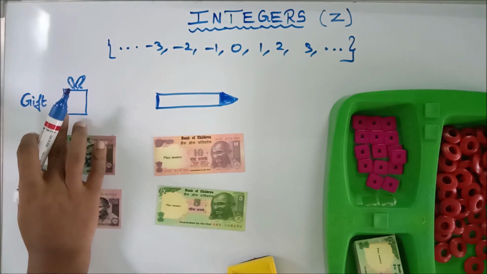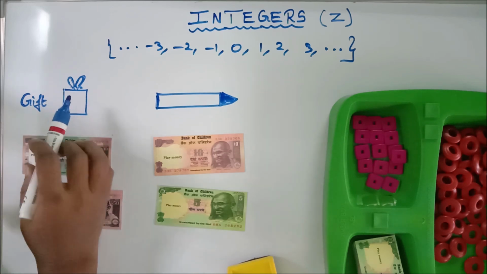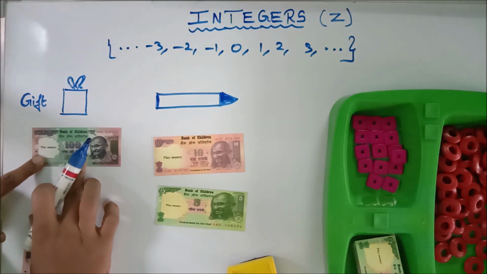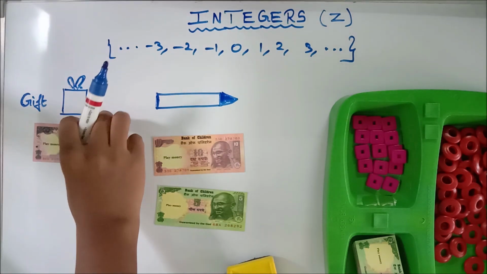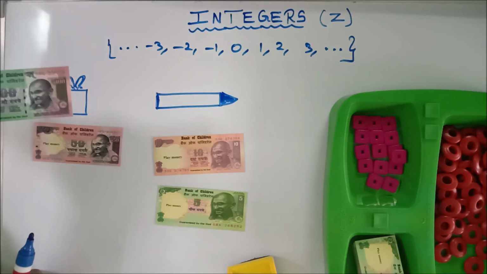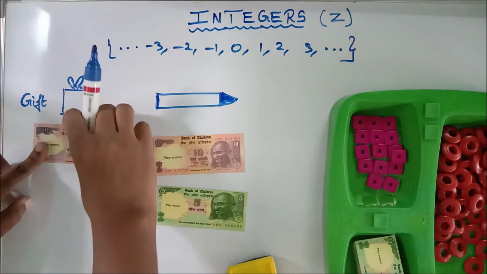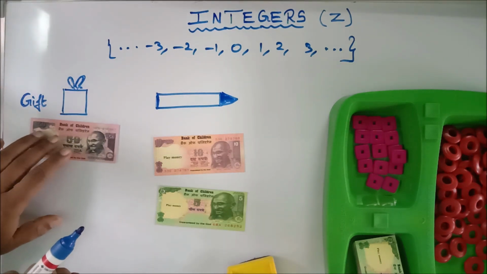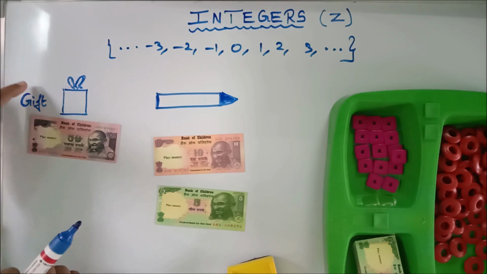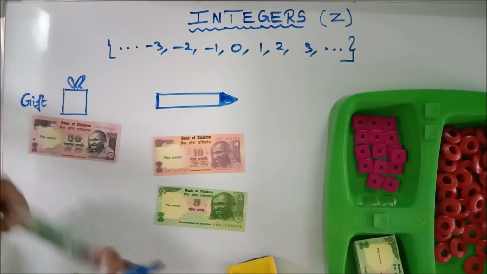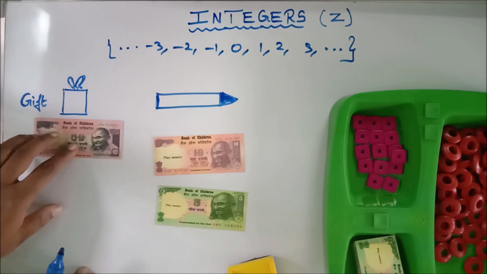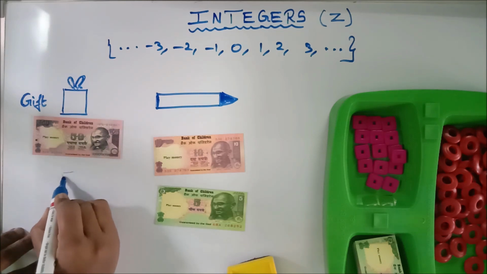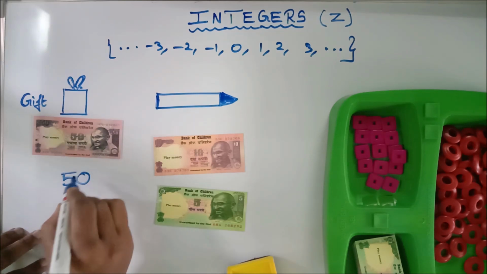See here children. You are seeing a gift in a shop. The cost of that gift is 100 rupees. But you are having only 50 rupees. So you need how much rupees to buy this gift? The cost of the gift is 100 rupees, but you have only 50 rupees. So you are in need of how much rupees? 50 rupees. You need 50 rupees.